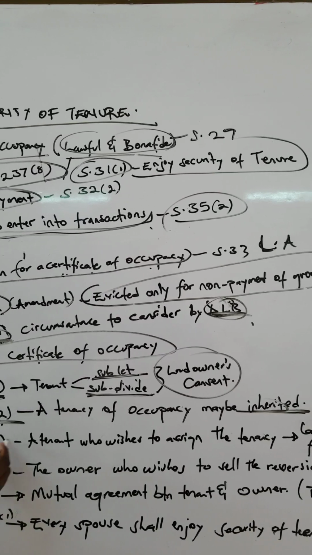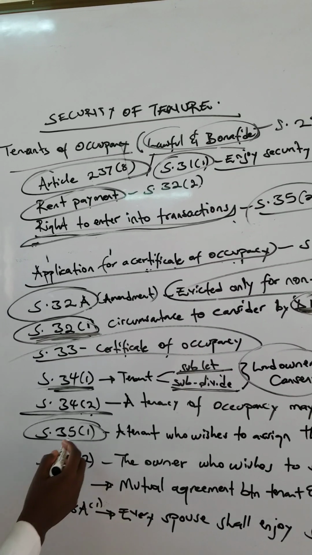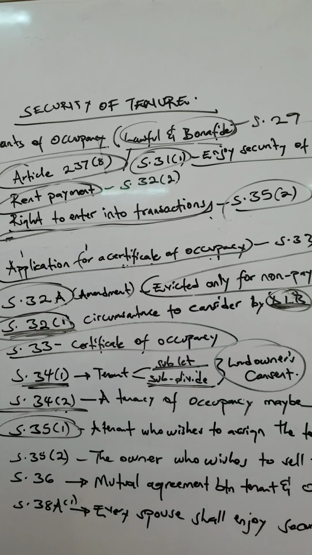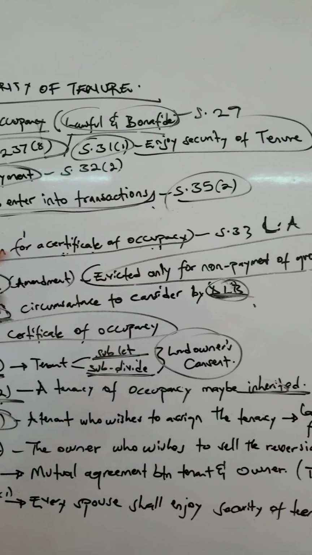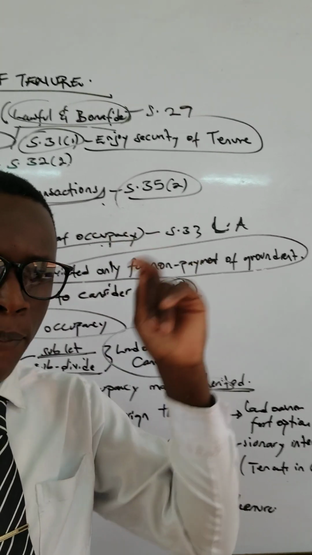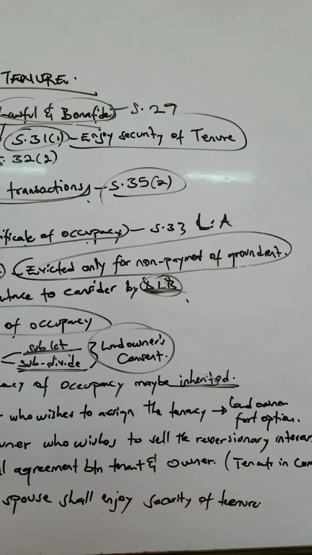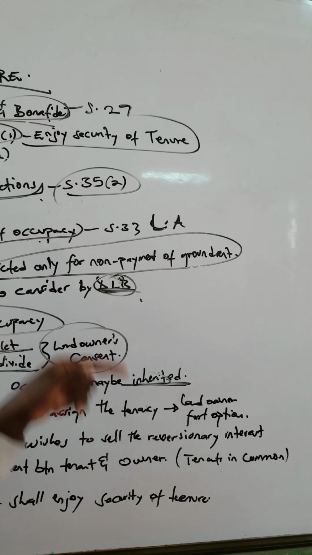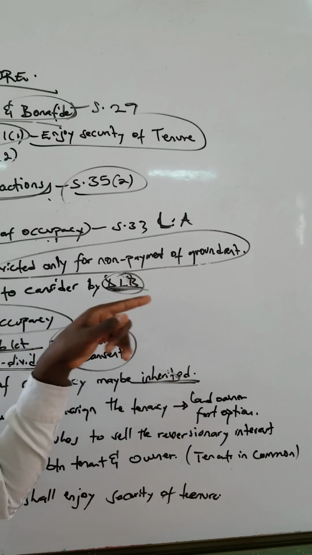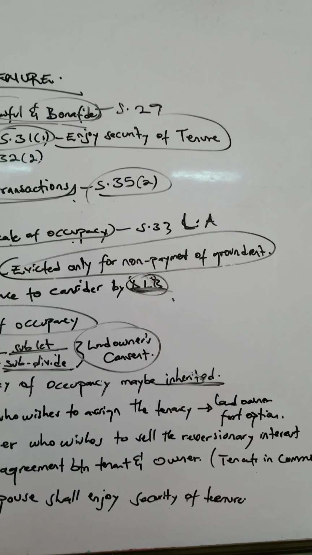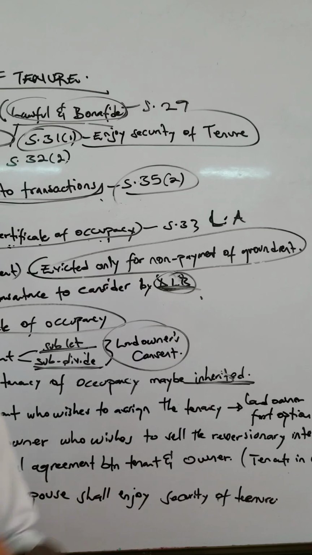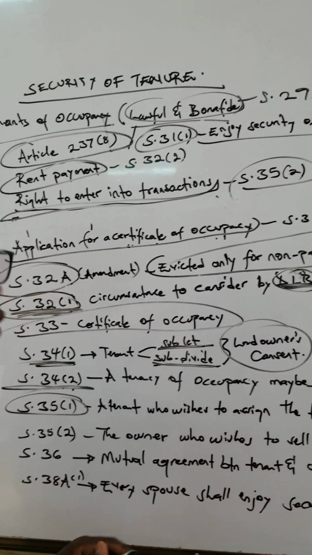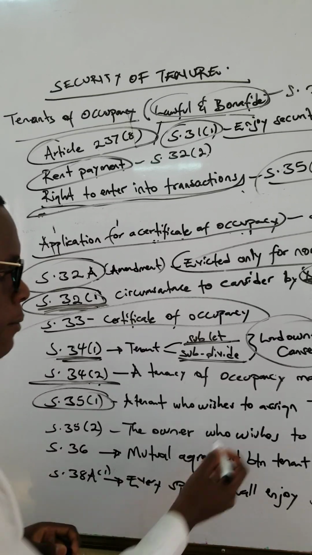You get? So when you go to section 35, subsection 1 of the Land Act, it talks that if a tenant wishes to assign the tenancy to any other person, the assignment must be given priority to the landowner. The assignment must be given to the landowner as the first option. You understand? If it's to assign the tenancy to any other person, the first option must be the what? The landowner.